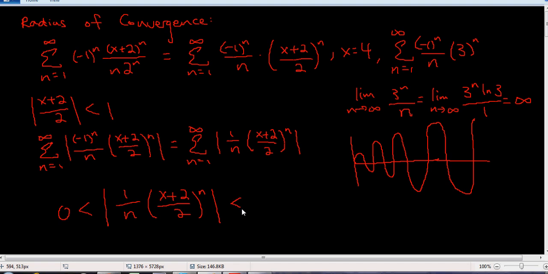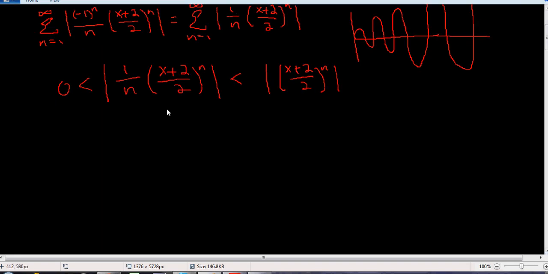So this is less than, what I can claim this is less than is, in fact, the absolute value of x plus 2 over 2, to the n. Yes, this is a little bit redundant. In fact, you could just have the absolute value signs and then just to the power of n. Anyway, so this is all fine and dandy.